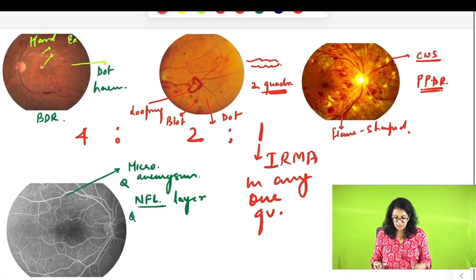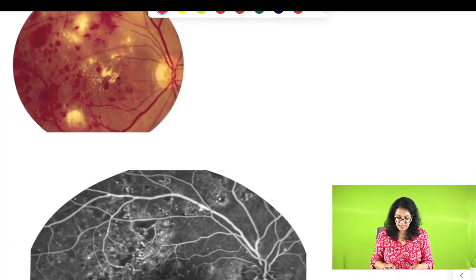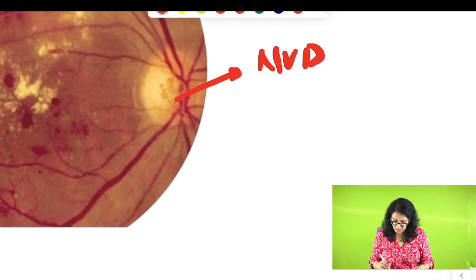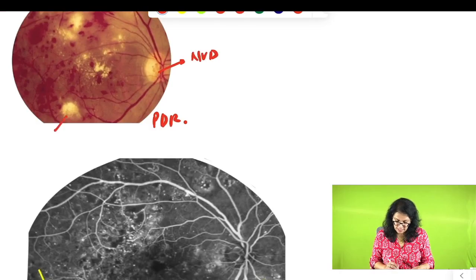Then we talk about the next stage, when you get neovascularization. Can you see that the new blood vessel is here? This is NVD. Okay, so this is your case of proliferative diabetic retinopathy. Of course, we can see these are cotton wool spots, and this is again a large blot hemorrhage. These are flame-shaped hemorrhages.